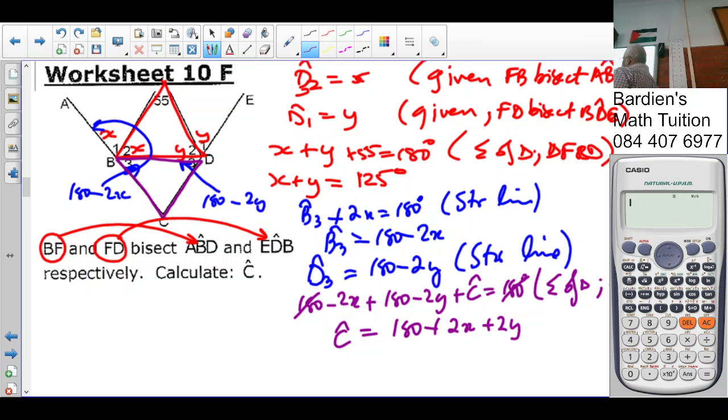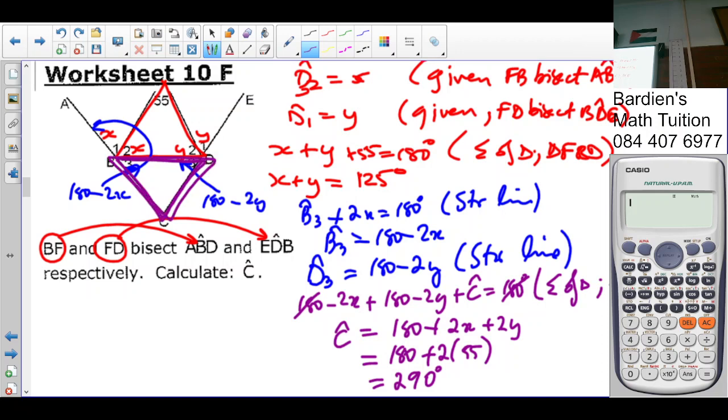Something not right here. Because if I take out 2 as a common factor, it becomes 180 plus 2 times 55. And 2 times 55 is 110, which is 290 degrees. Just check if that is right there. Yes, but this is not a quad. It's a triangle.